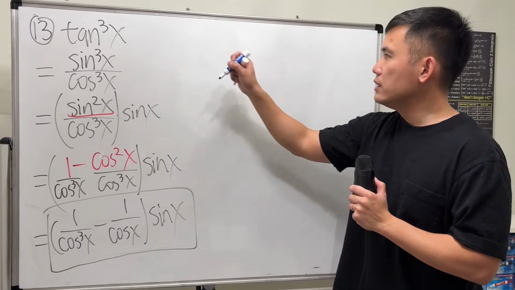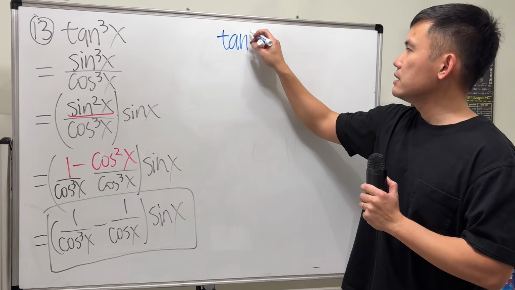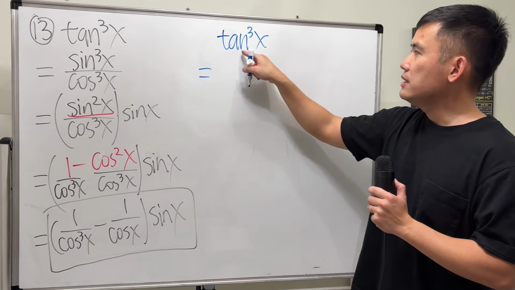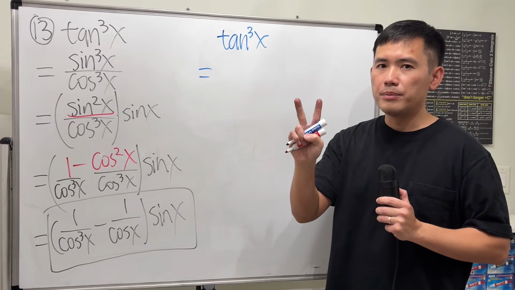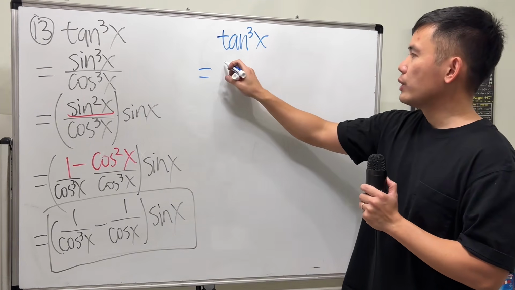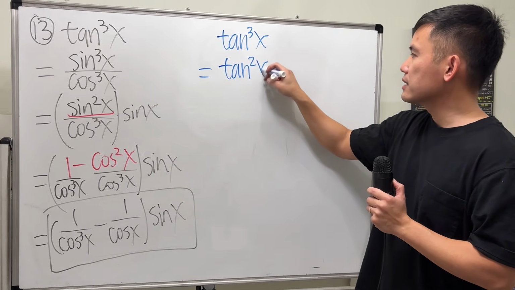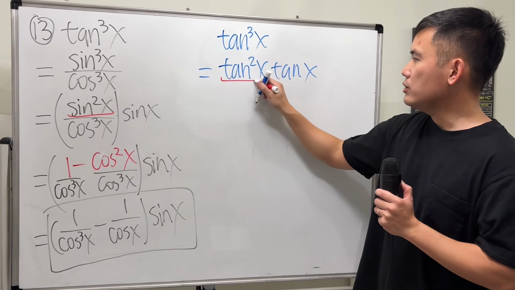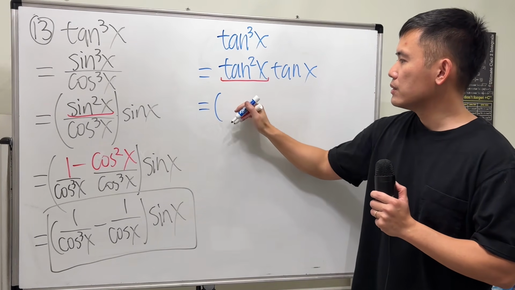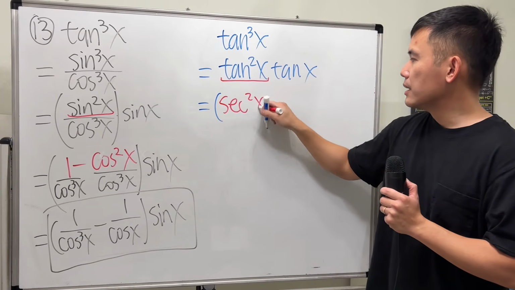Now, if you want to do this with tangent and secant, well, this is tangent to the third power, and the identities I gave you, they are with the second power, right? So let's first write this as tangent square x times tangent x. And we have the tangent square x, we can change that to secant square x minus 1.